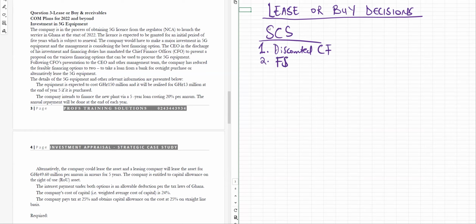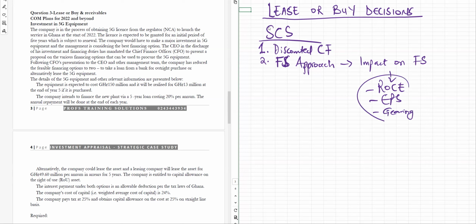Now, with the FS approach or the financial statement approach, we will do it when we get to financing. So what happens here is that with the financial statement approach, they'll give you a lease or buy decision, and you are going to look at the impact of that financing option on the financial statement. And after that, you will tell us how it impacts your ROCE, possibly how it impacts your earnings per share, and maybe your gearing and other ratios.